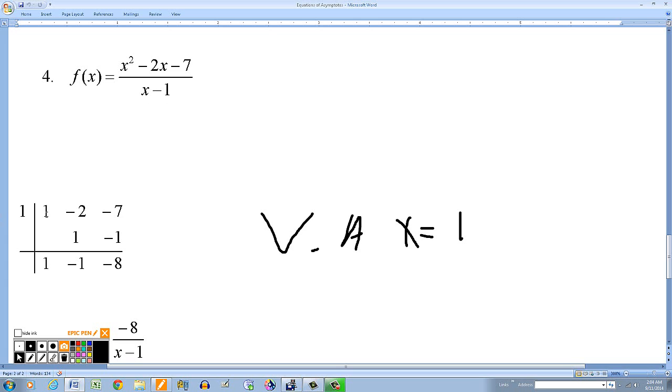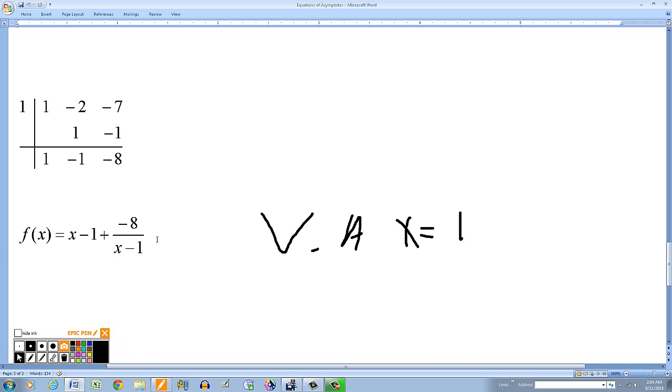procedure simply tells me this 1 is brought down over here, and I multiply 1 times 1. I get 1, bring it over to the next column. Minus 2 and 1 is negative 1. Multiply then by 1 again, 1 times negative 1, bring it into the next column. I get negative 1; negative 7 and negative 1 is negative 8. Okay, so this is my quotient. This is x squared here, so this reduces by 1 because we're dividing by a power of x to the first. So this becomes an x and this becomes a minus 1.